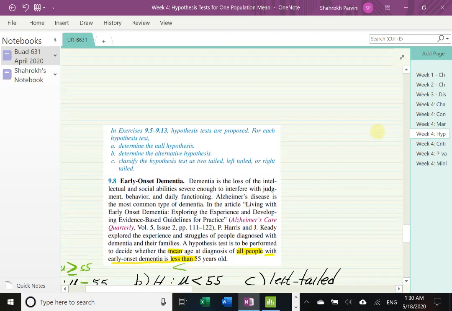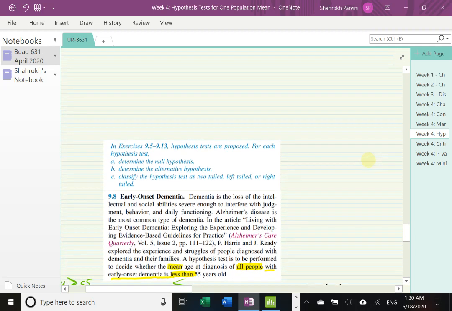And let's take a look at this example. This is actually an interesting exercise. I got this from another textbook. This exercise has to do with the early onset of dementia. You can read the introductory paragraph to this. But here are the things we want to do in this exercise. We want to determine the null, the alternative, and classify this as a two-tail, left tail, or right tail. And we'll do more with this also. In fact, we'll determine what is a type 1, type 2 error, and so on.